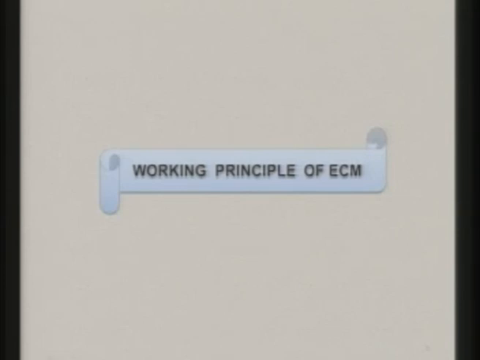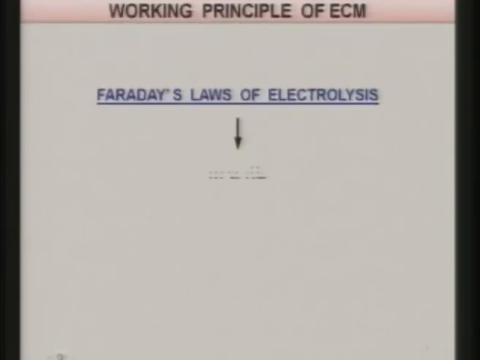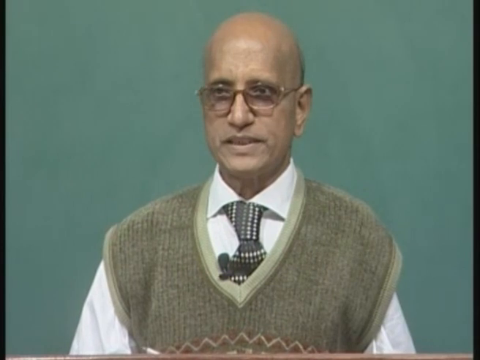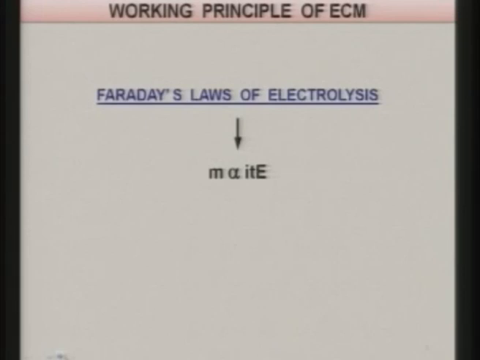Let us discuss the working principle of the electrochemical machining process. Now, Faraday's laws, if you see, according to the law of Faraday, material removed during electrolysis is directly proportional to the current flowing in the circuit, time of machining, and chemical equivalent of the workpiece material, that is the anode, during the electrochemical machining process. I is the current, t is the time, E is the chemical equivalent of the anode work material, and M is the amount of material removed during the process.